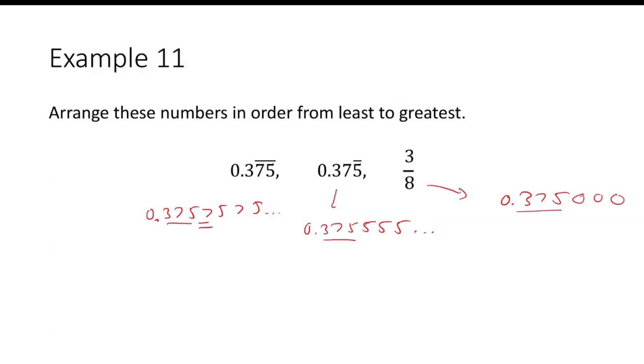So the next digit, the 10,000th place, is what separates the three numbers. The smallest of those is going to be 3/8. The next smallest is the one with the 5, 0.375 with the bar over the 5. And the largest is 0.375 with the bar over the 75. So from least to greatest, 3/8 is the smallest, 0.375 with the bar over the 5 is next, and 0.375 with the bar over the 75 is the largest.